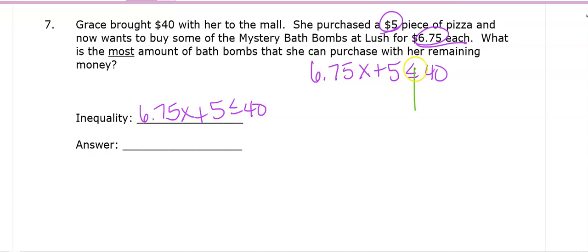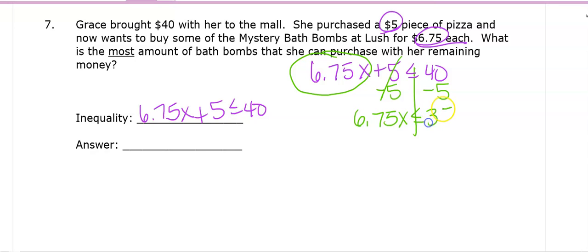Correct? So we want to get x by itself. What do we need to get rid of? What's by it first? The plus 5. How do we get rid of the plus 5? Minus 5. So you have 6.75x less than or equal to 35, right?